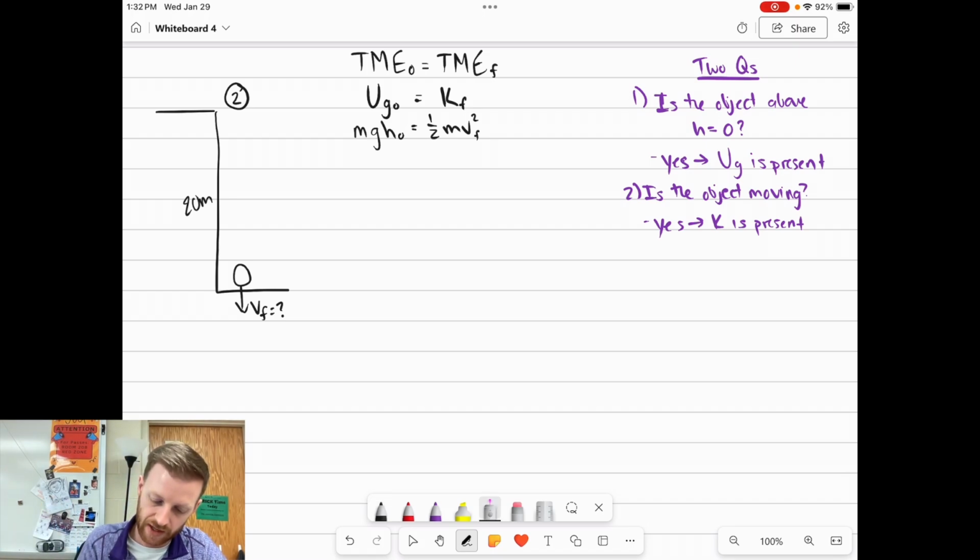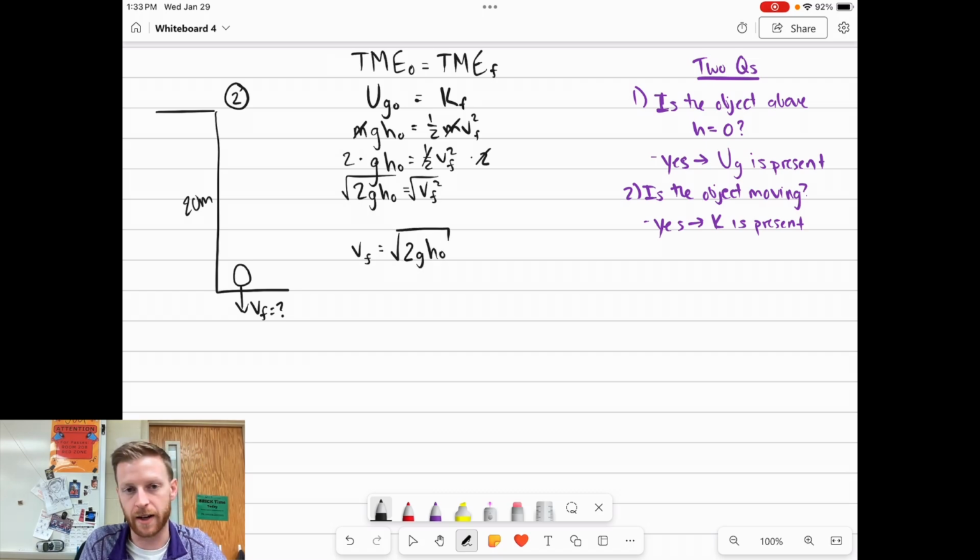If you notice, it shares m in every single thing, which tells me that masses cancel. So I'm left with gh equal to 1/2 vf squared. I'm going to multiply both sides by 2. So I'm going to get 2gh naught equals vf squared. And then I take the square root, which gets me that the final velocity is equal to the square root of 2 times g times that initial height.